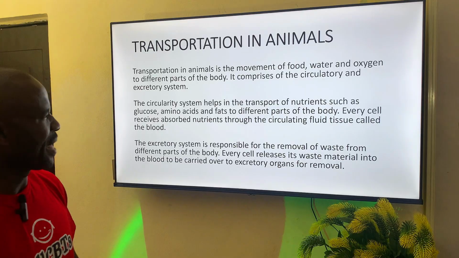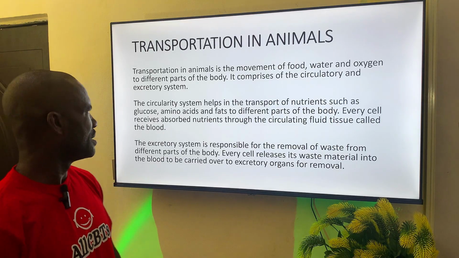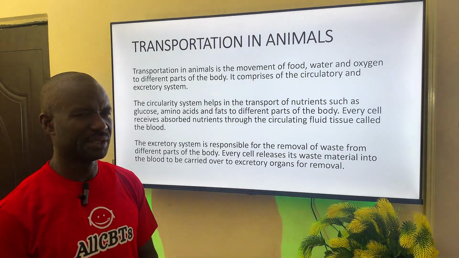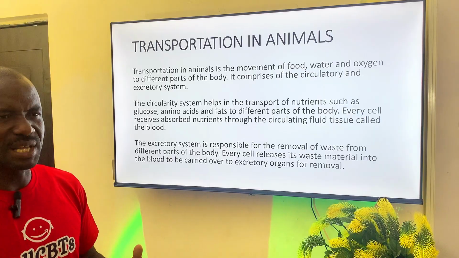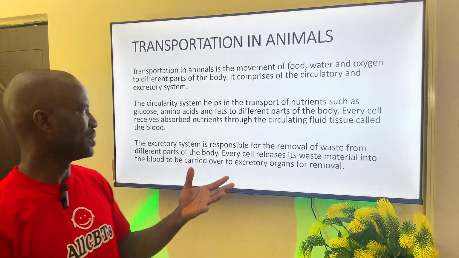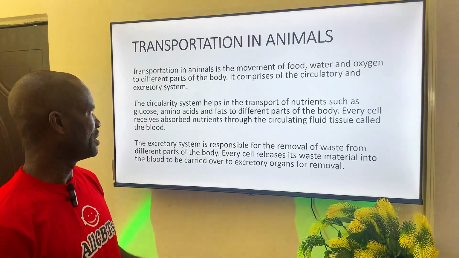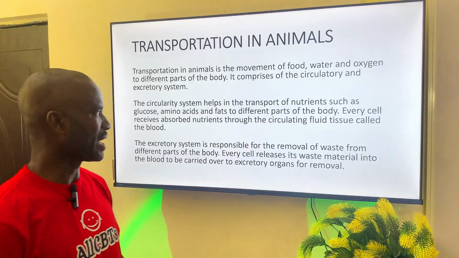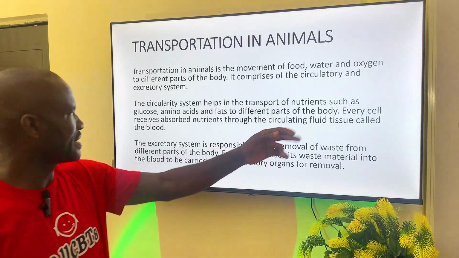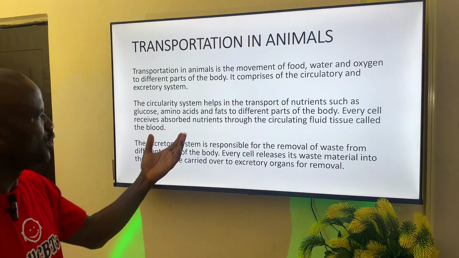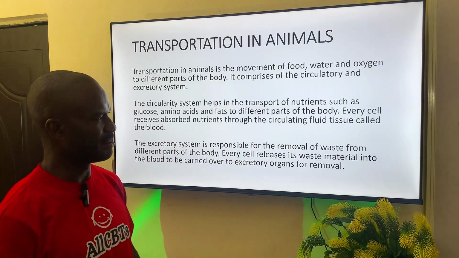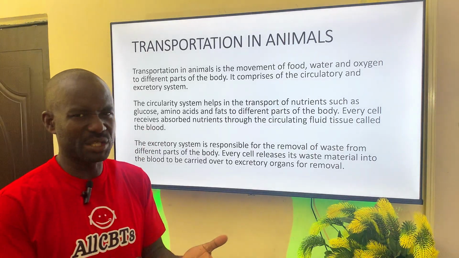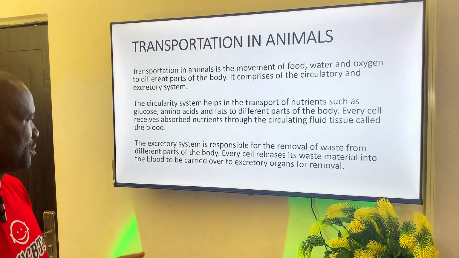The circulatory system helps in the transport of nutrients such as glucose, amino acid, and fat to different parts of the body. Of course, the circulatory system helps to carry some of this manufactured food, in the form of glucose, that's carbohydrates, or protein in the form of amino acid, and fats in the form of fat and oil, to different parts of the body. Every cell receives and absorbs nutrients through the circulatory system called the blood. That is, the blood is the vehicle that carries some of this material from one point to the other.